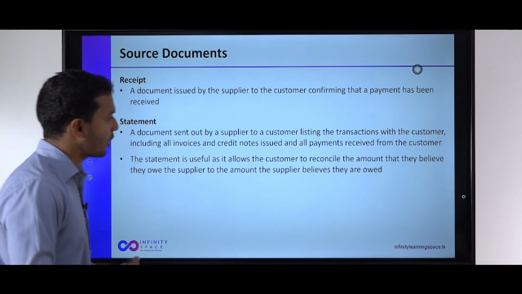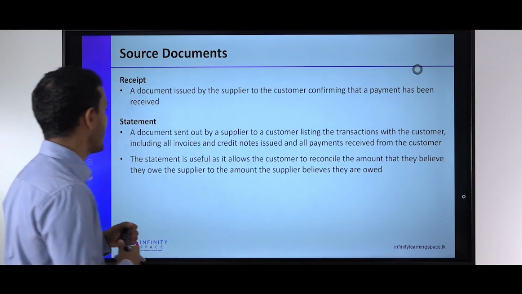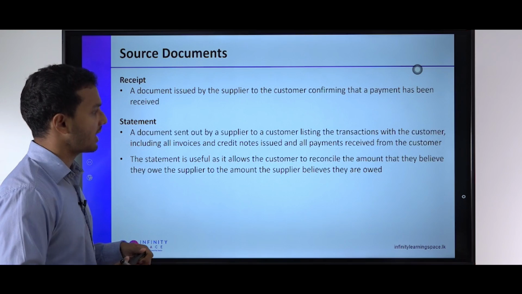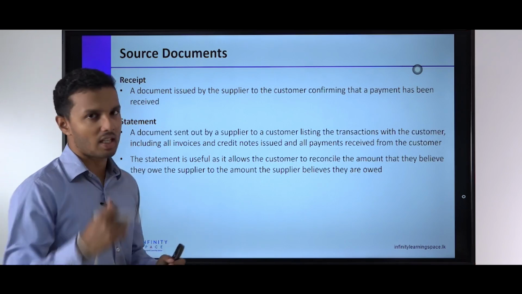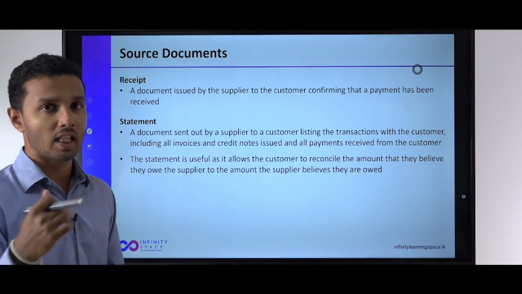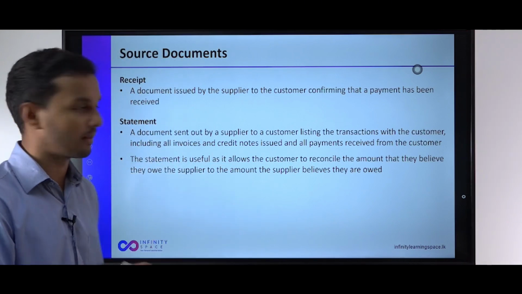A document sent out by a supplier to a customer listing the transactions with the customer, including all invoices and credit notes issued and all payments received from the customer. So in the statement it will say, these are the invoices, these are the payments we received from you, and this is what is outstanding.